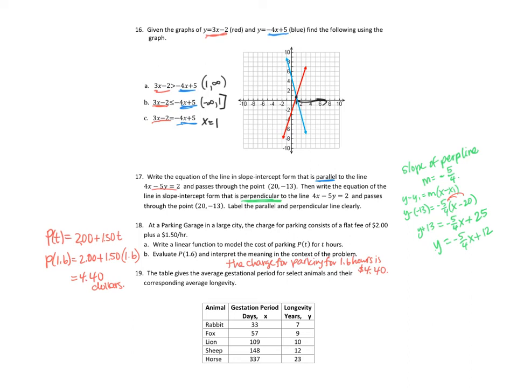Okay, I peeked ahead to the next page, and it seems like it's wanting us to do the least squares regression line. Okay, so we're going to go to our calculator to Stat, and we can go to Edit, and I can edit my list here. I'm going to plug in these things here. So 33, 57, 109, 148, 337. Oh, did I miss one? 1, 2, 3, 4, 5. Okay. And then I've got 7, 9, 10, 12, and 23.